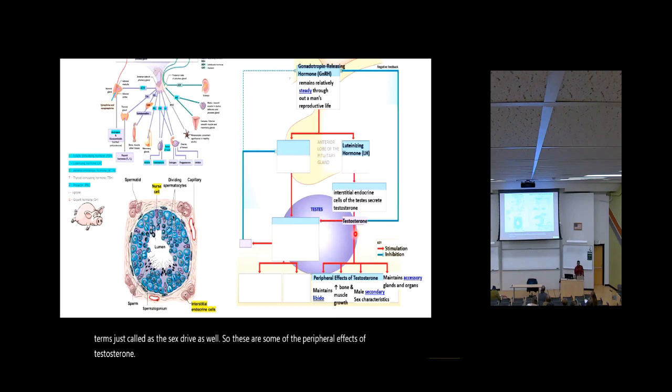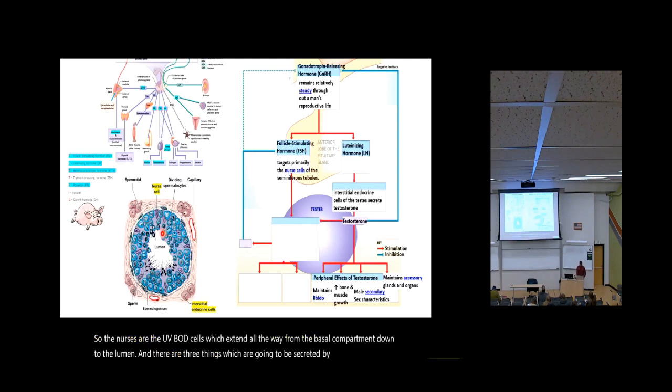But now we'll consider what testosterone does in the testes specifically. And to understand that, we need to go back and see what is the function of the follicle stimulating hormone. So there are other cells in the pituitary gland which will release the FSH, or the follicle stimulating hormone. So FSH is also going to act on the testes, but notice that it will act on a different type of cells, the nurse cells. So the nurse cells are the really large cells which extend all the way from the basal compartment down to the lumen. And there are three things which are going to be secreted by these nurse cells.